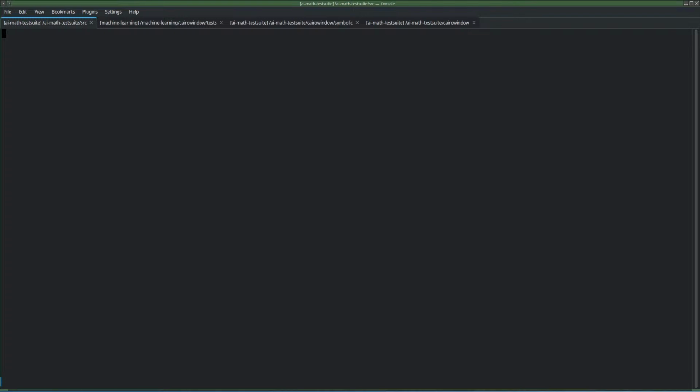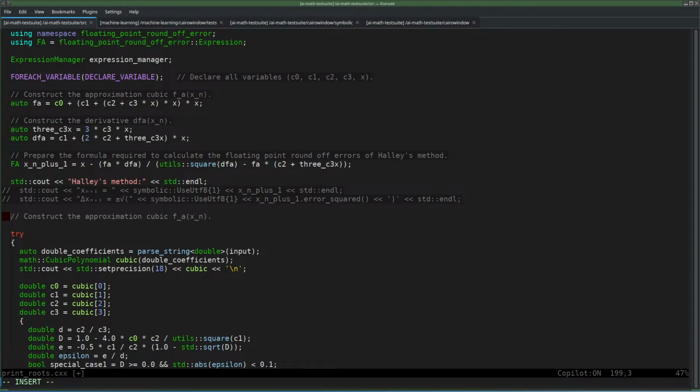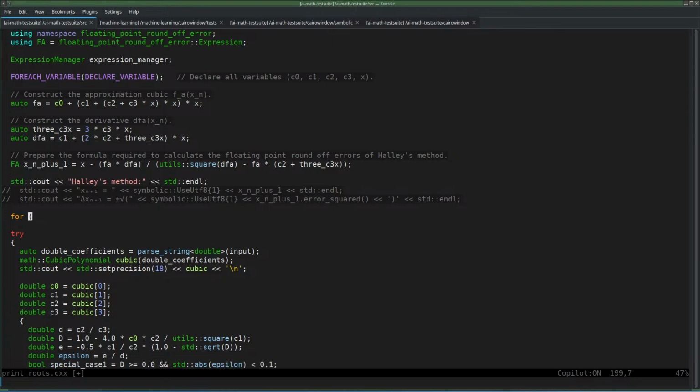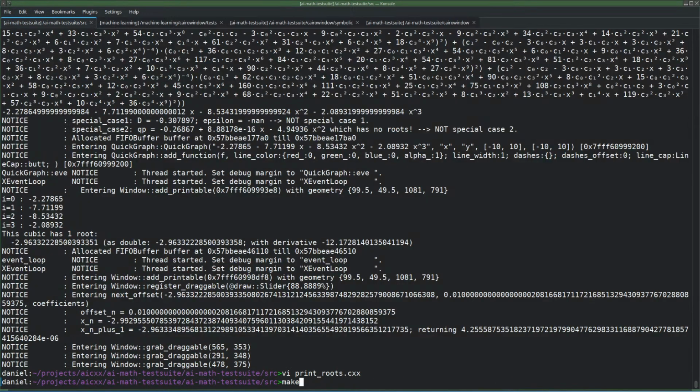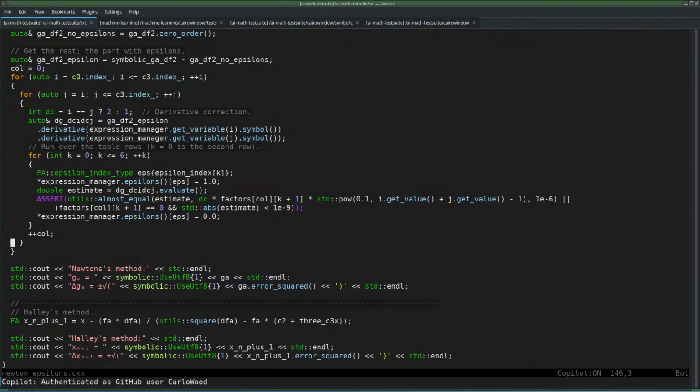I think that we should start with setting the C0 stuff. So I want to run over all the variables. No, I only want to run over all the coefficients. And of course I have no idea how to do that, but I did that already in the previous program. So like this.